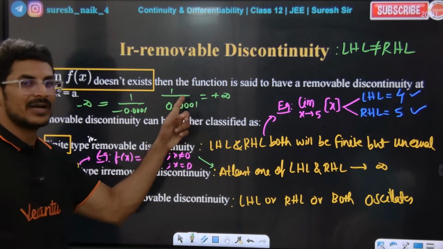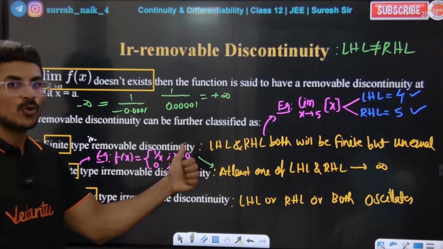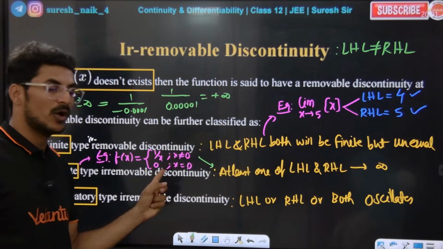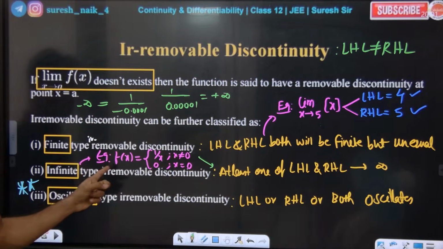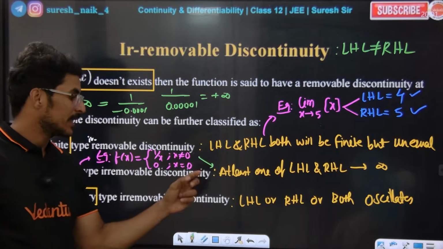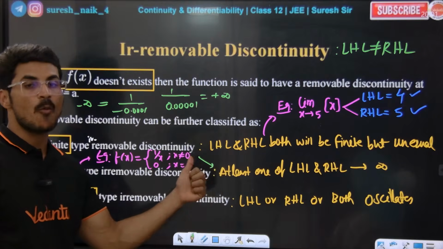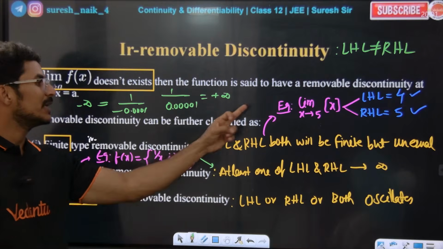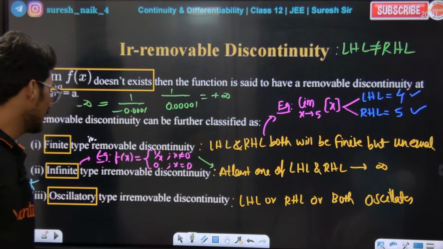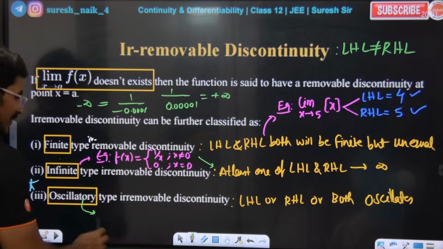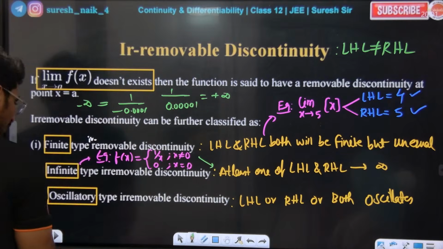Are you getting the point or not? At least one of LHL, RHL should go towards infinity. That is the example for infinite type irremovable discontinuity. Got it? The earlier example was for finite type irremovable discontinuity. And now oscillatory, this is very simple, very important as well.